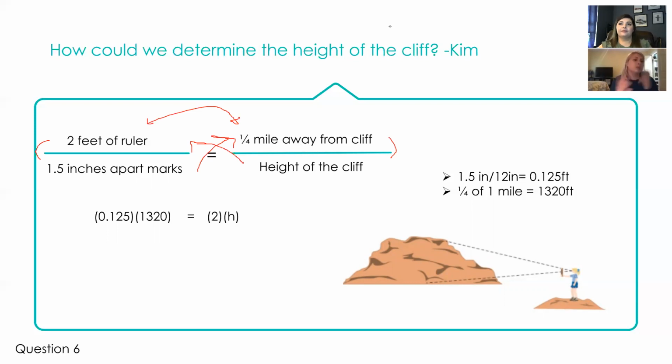So we have 0.125 multiplied by 1,320, and that was in feet, would equal 2, which is the 2 feet of roller, multiplied by the height. So we would get 165 equals 2 times h. We want to get height by itself, so we would divide everything by 2. 165 divided by 2 leaves us with just h, and h would equal 82.5 feet. So we know the height of this cliff total is 82.5 feet.